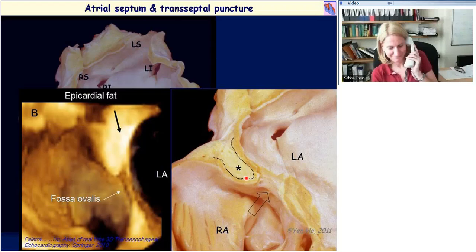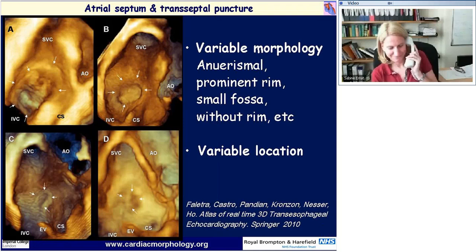So we look at it in more detail. We see this configuration of the true septum, which is the thin part, and the limbus, which is an infolding of the atrial wall. And this can indeed be imaged on real-time three-dimensional echo, showing epicardial fat in the thin area of the fossa ovale. And using the same technique, we can also visualize the variability in morphology of that fossa ovale.